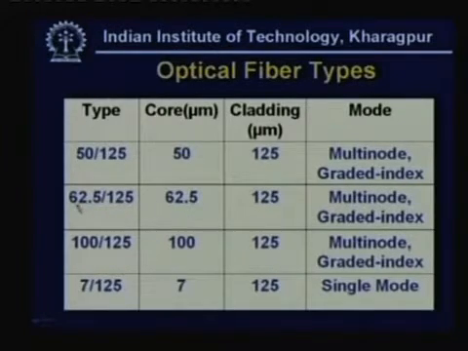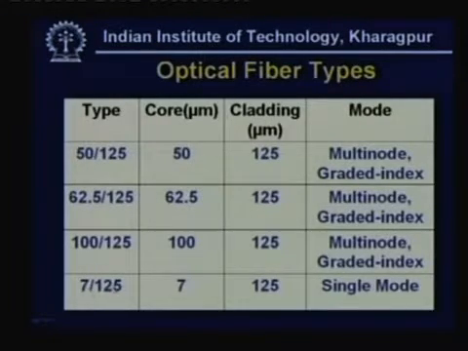Here is another example, 62.5 by 125, meaning that 62.5 stands for core diameter, 125 micron is the cladding diameter. It is also multi-mode graded index fiber. And then you have got 100 by 125. Here the core diameter is 100 micron, cladding diameter is 125 micron. This is also multi-mode graded index.